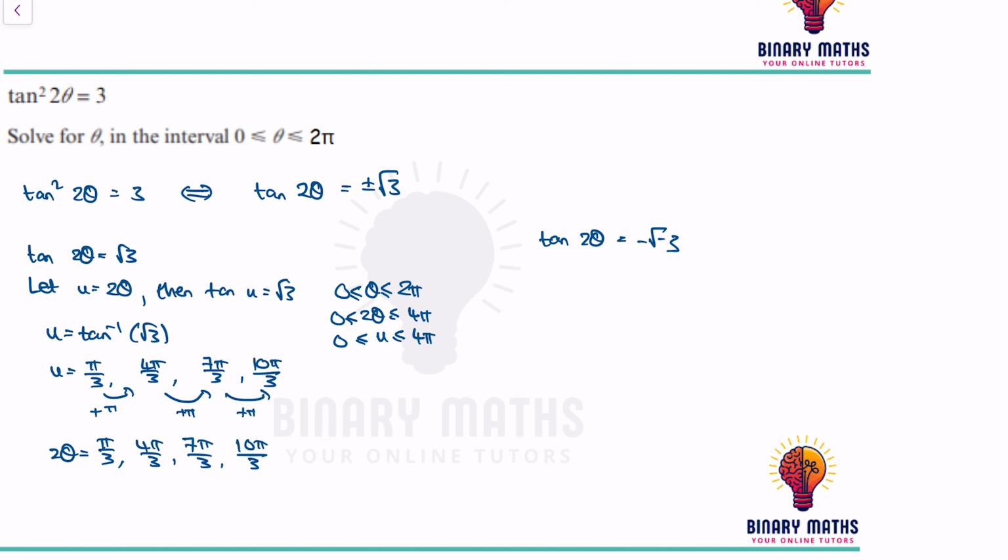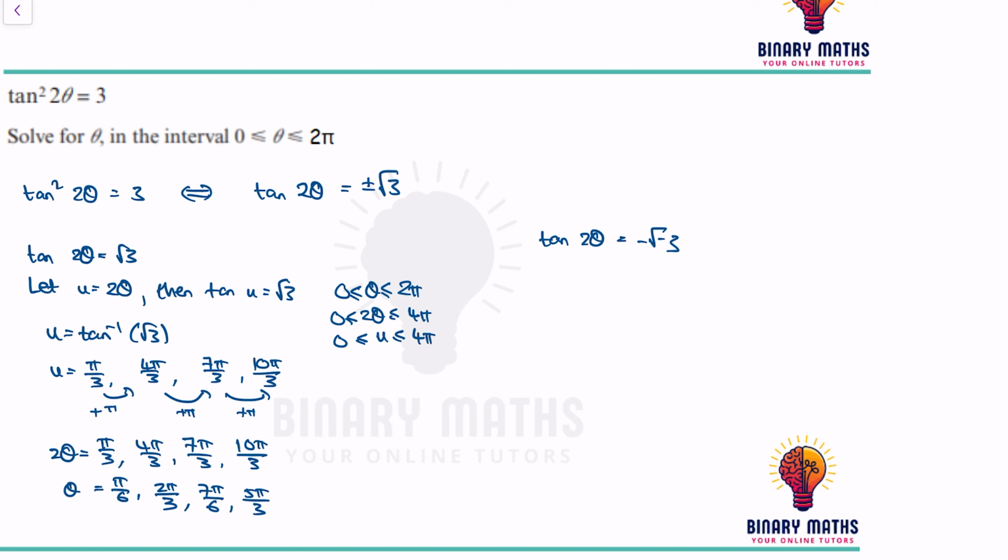So if you divide by 2, you get pi over 6, 4 pi over 6, which simplifies to 2 pi over 3, 7 pi over 6, and 10 pi over 6, which simplifies to 5 pi over 3.